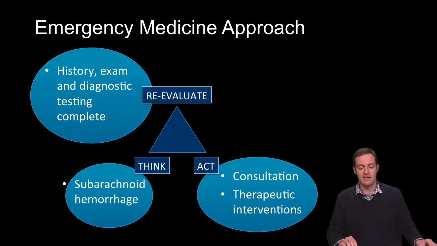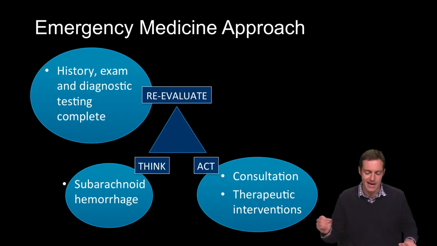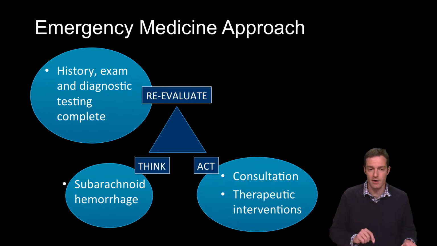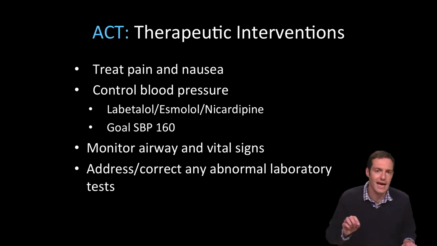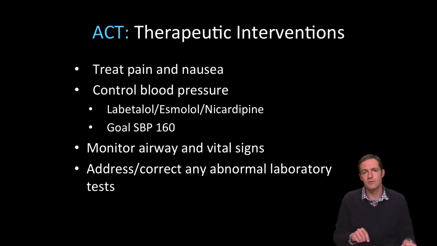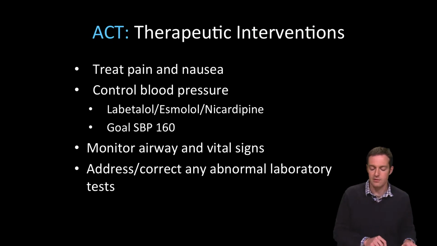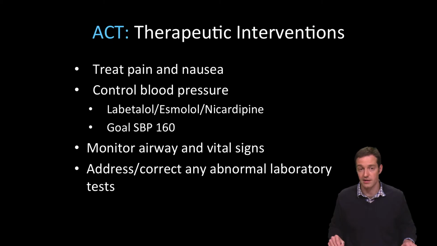So in reviewing the emergency medicine approach, we now have a diagnosis of subarachnoid hemorrhage. We need to make sure we reevaluate and monitor the patient and start acting on this new knowledge. And already we've started to do that blood pressure control. So again, just to review, anyone with severe headache should be treated for their pain and for their symptoms. So we're treating pain and nausea, we're controlling blood pressure. Now that we know that there's intracranial blood, our blood pressure goals are actually a little bit lower.